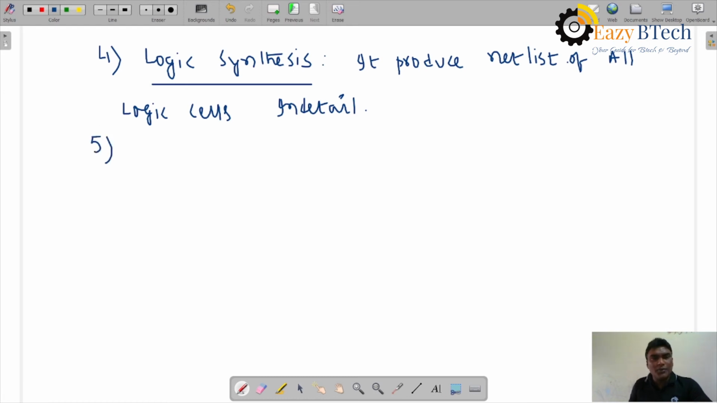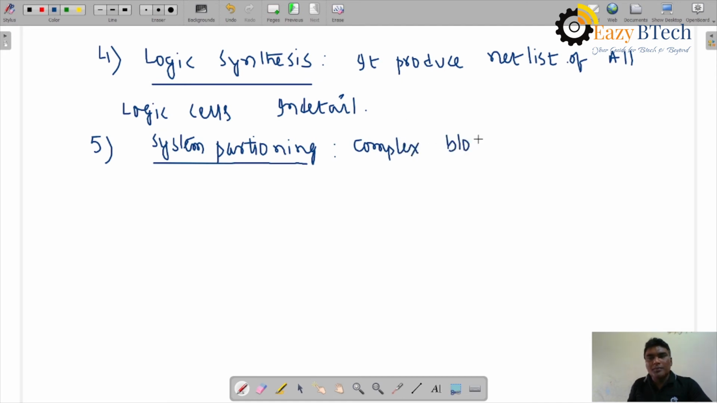The fifth one is system partitioning. After synthesis produces the logic cells in detail, the design is partitioned. That means complex blocks are divided into small blocks, each small block being separately represented. This is nothing but system partitioning.